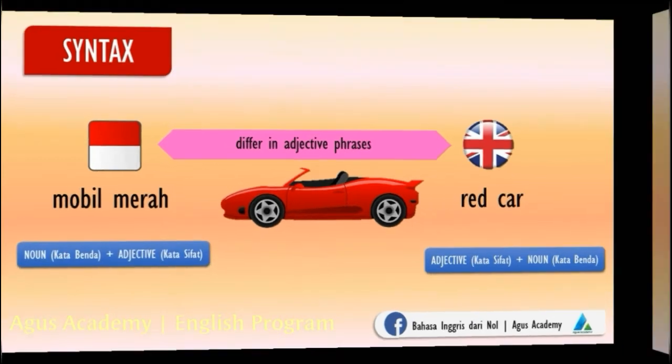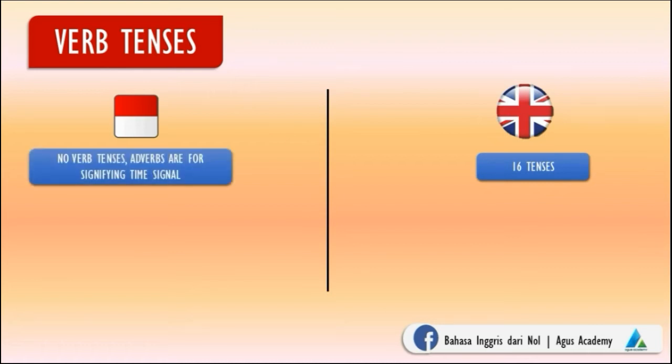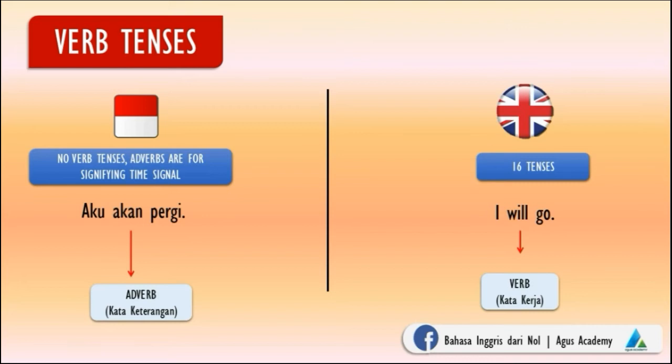Bahasa Indonesia is relatively easy to learn because of its simple grammar rules, particularly with regards to verb tenses. English has 16 different tenses, but in Indonesian, there are no tenses. Adverbs are used to tell the time. In the sentence, I will go, the verb go is marked with the modal will to signify time. But in aku akan pergi, there is an additional adverb akan that signifies future situation toward the action verb pergi.